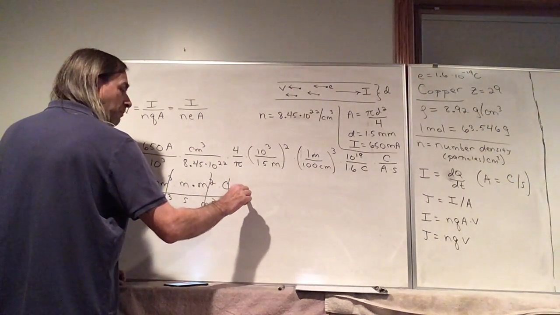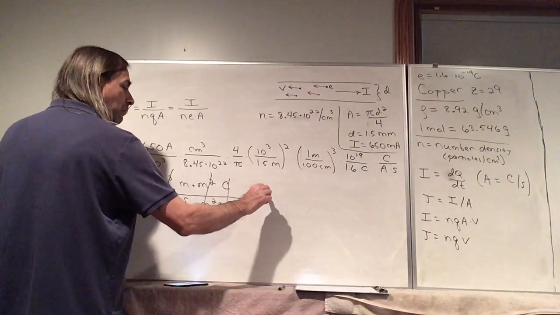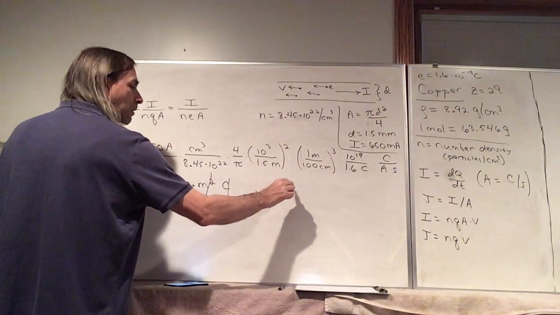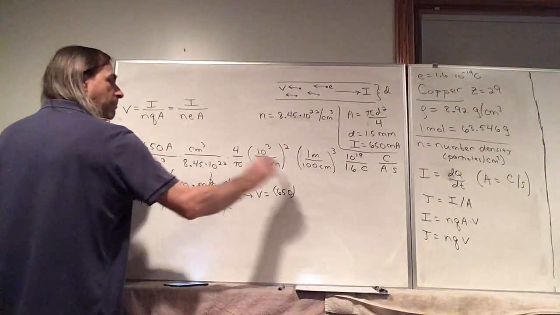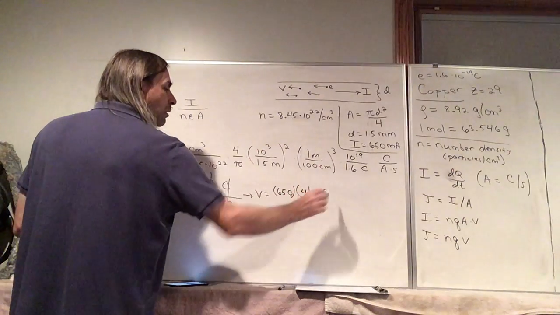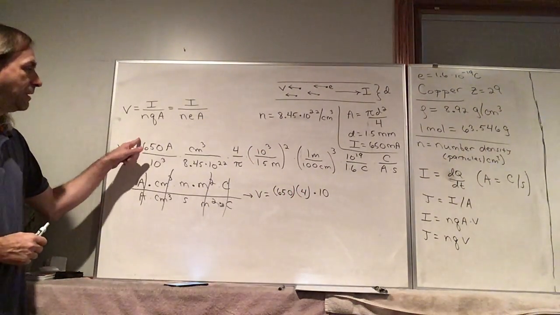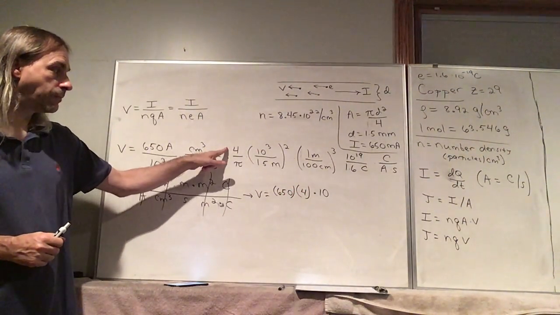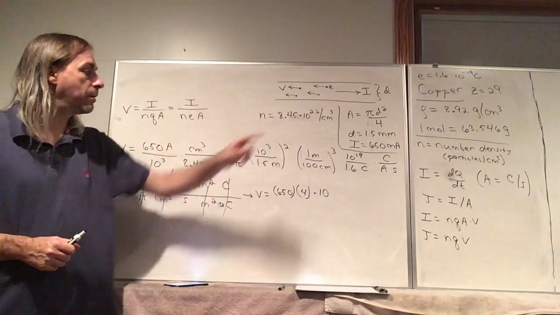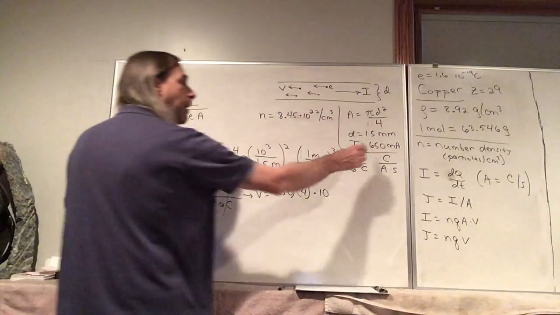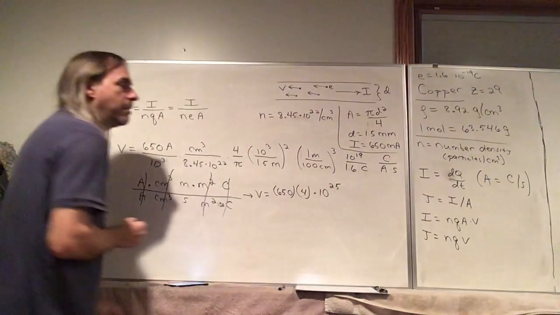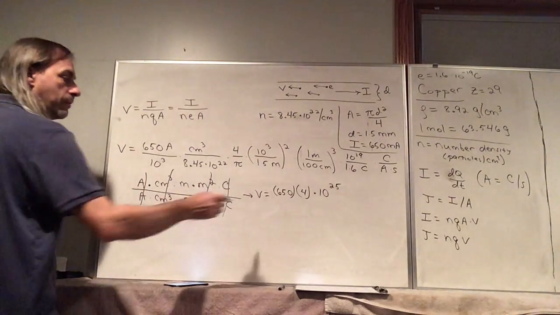So let's see if we have room to write this here. We have 650 times 4. So we took care of this, that, and now we have 10 to the 6, because 10 to the third squared is 10 to the 6, times 10 to the 19. That's times 10 to the 25th power.